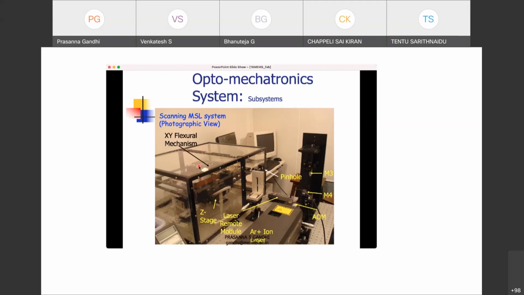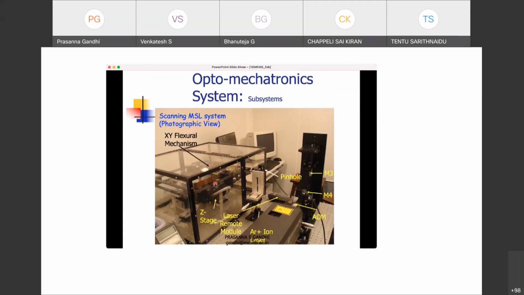For this, we are using compliant mechanisms for scanning purposes, so that we can position the system within like 50 to 100 nanometer accuracy. Since we are fabricating micro scale components, we need that kind of positioning accuracy for the laser beam to position on the surface and get the components printed with a very high resolution.